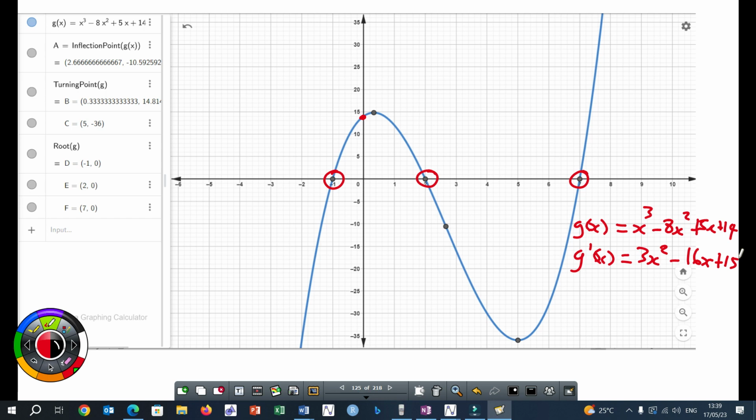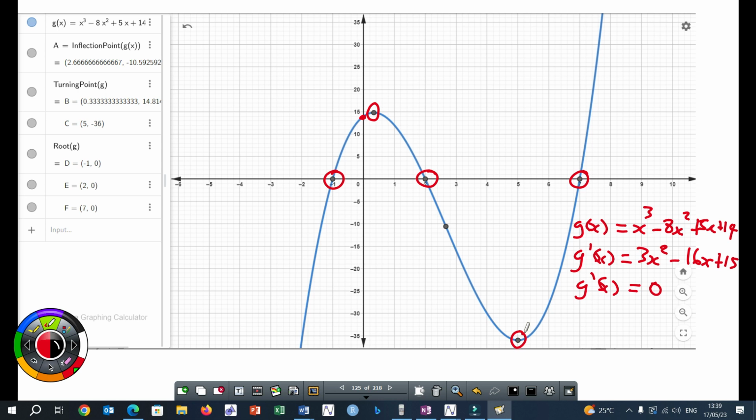Right? We find the x values first by equating g prime of x to 0. So you equate the first derivative to 0, then you solve the quadratic equation. You get two x values. So those two x values, one is here, the other one is there. And then you use those two x values to determine the corresponding y values.